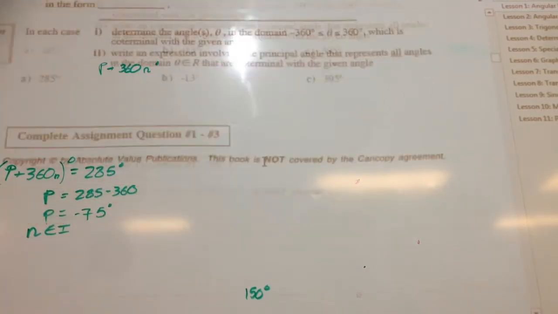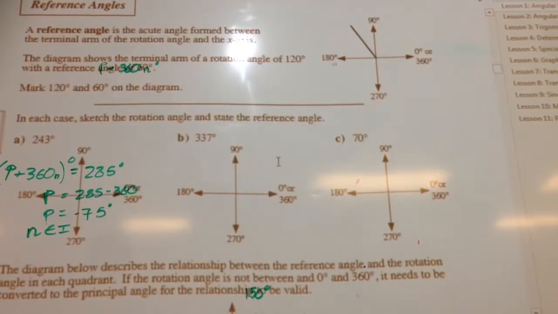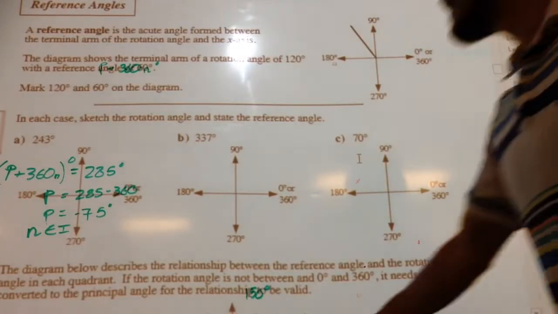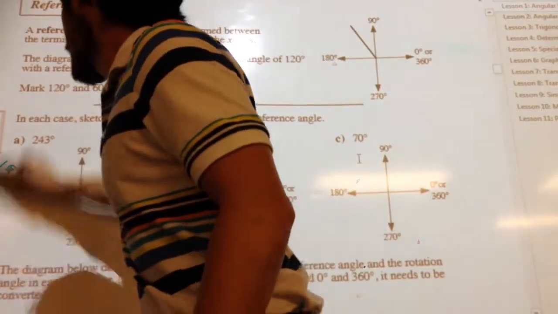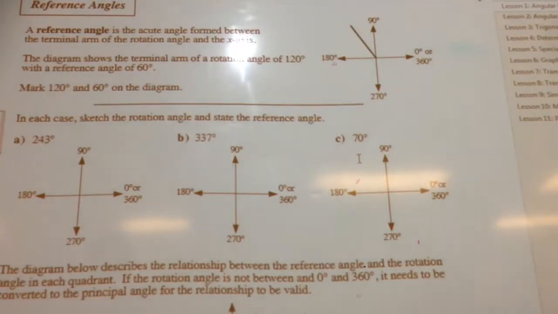All right, let's look at our reference angles. Again, these are things that you've looked at in pre-calculus 11. A reference angle is the acute angle formed between the terminal arm of the rotation angle and the x-axis. So we're not always measuring just to my terminal arm, but I have to measure the acute angle. What's the definition of acute angle again? Smaller than 90 degrees.